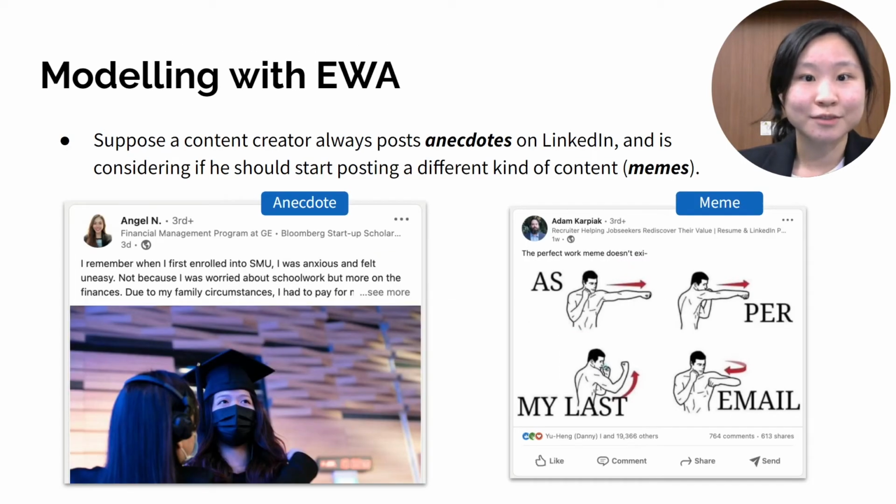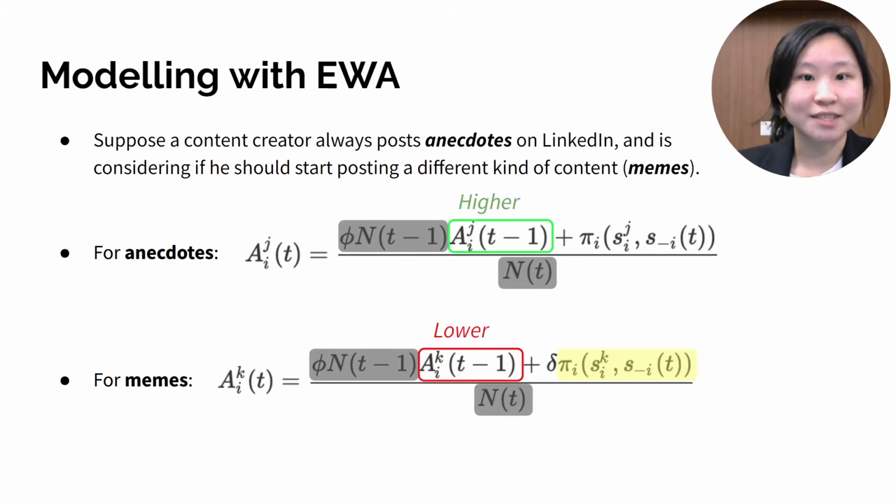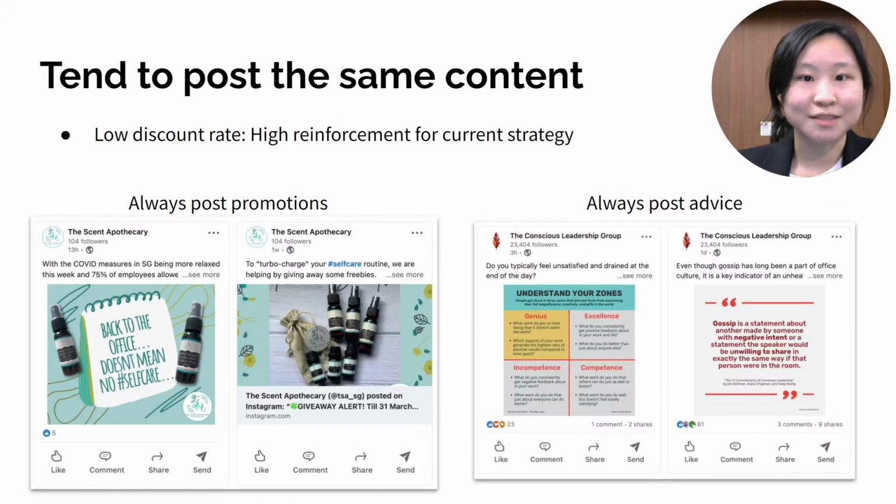Now, we can use these variables to model a common scenario for posters on LinkedIn. Suppose a content creator always posts anecdotes on LinkedIn and is considering if he should start posting a different kind of content, such as memes. EWA would use these two formulas that we've seen in class. The denominator and discount factors should be the same for both strategies, so we can focus on the reinforcement levels of each strategy. If a poster has been posting anecdotes, the reinforcement level for anecdotes will be much higher than other types of content such as memes. In order for a poster to start posting memes instead, the payoff for memes will have to be very high since its reinforcement level of the previous round is low.